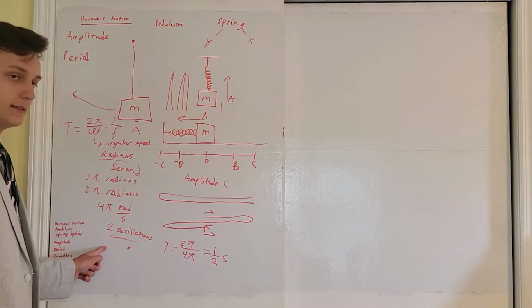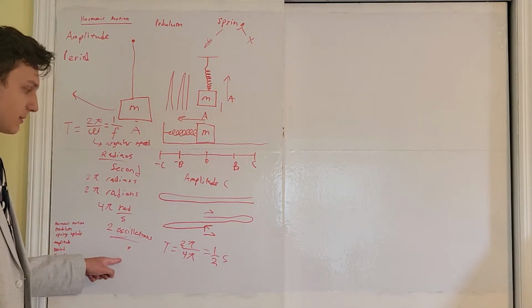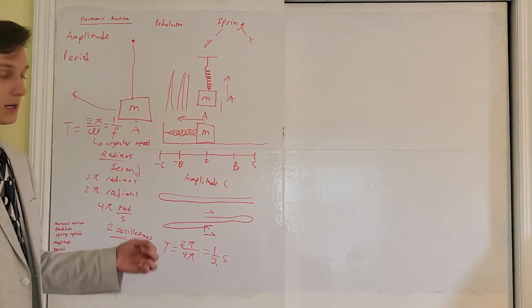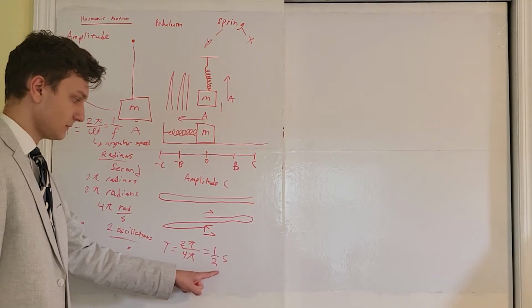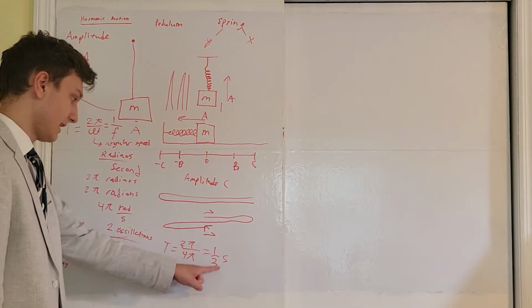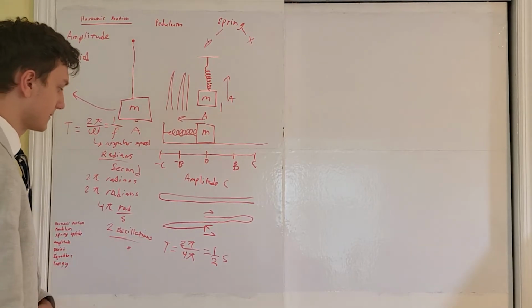So on here, I determined that the angular speed is 2 oscillations per second. So if I'm completing 2 oscillations every second, how long does it take me to complete one oscillation? It takes me 1/2 second to do one oscillation. Therefore, I do 2 oscillations per second.